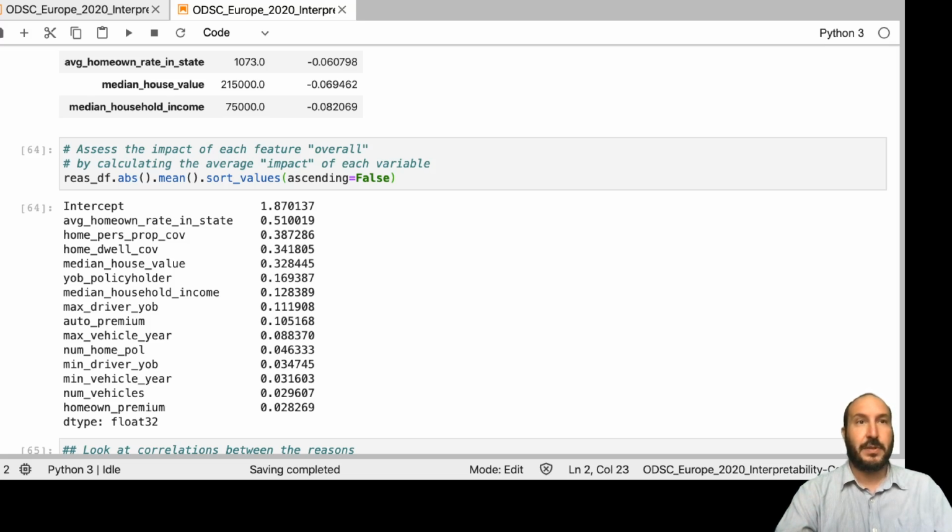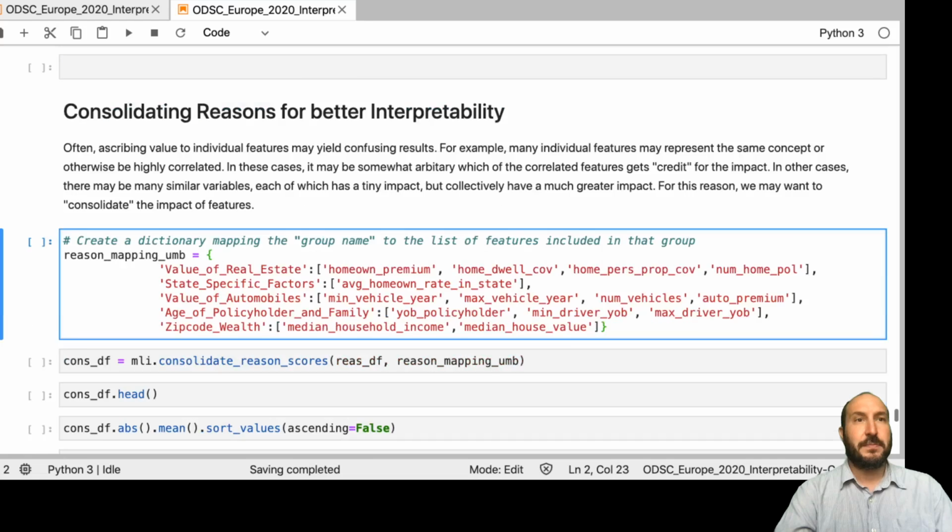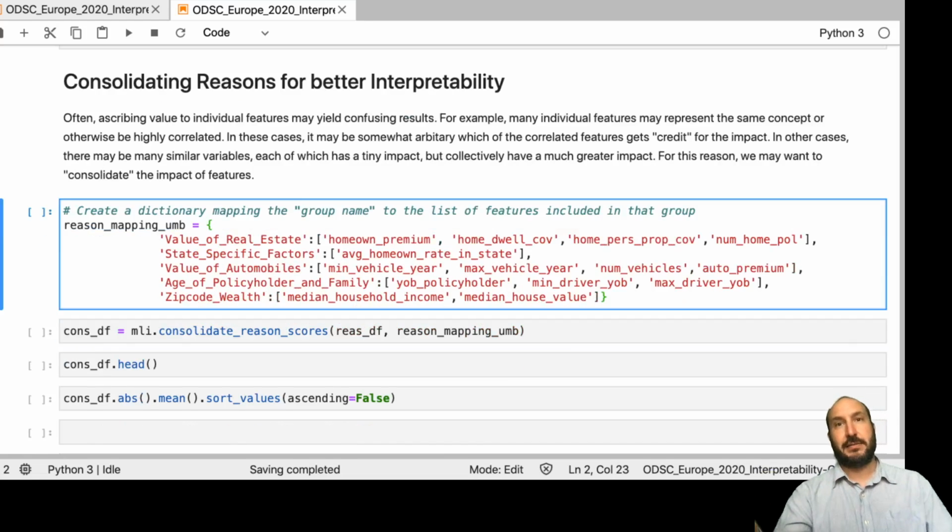So for example, the home personal property and the home dwelling coverage, they're both talking about how much real estate this person owns. The median household income and the median house value, we're talking about where the person lives. So one thing that's useful is to try to consolidate, take a bunch of features that are all related to some category and consolidate them. And from that, you could get much simpler, much more meaningful reasons.